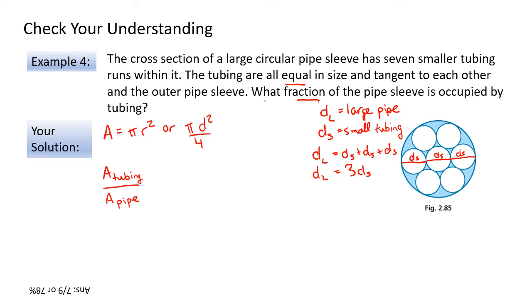So what I'm going to do is substitute that into our fraction here for area. If I do that, the area of our tubing is equal to pi times the small diameter squared divided by 4, and that is going to be added up 7 times, because there's 7 tubes in here. So in other words, I can show you that you add them all together.